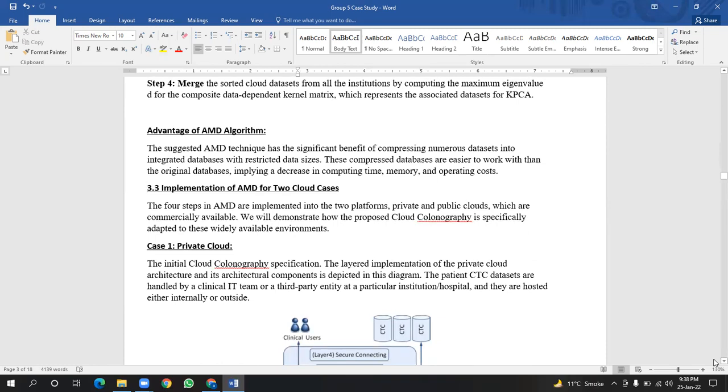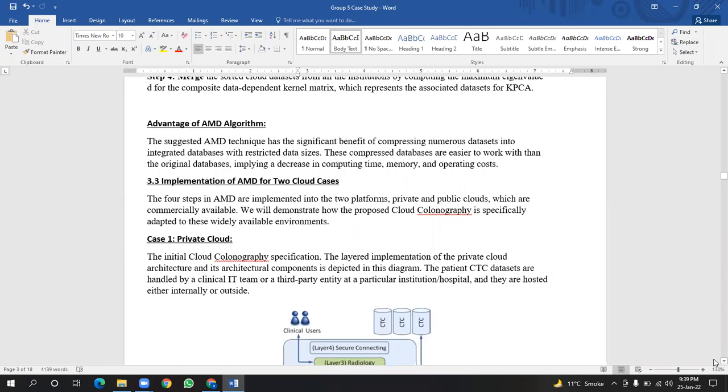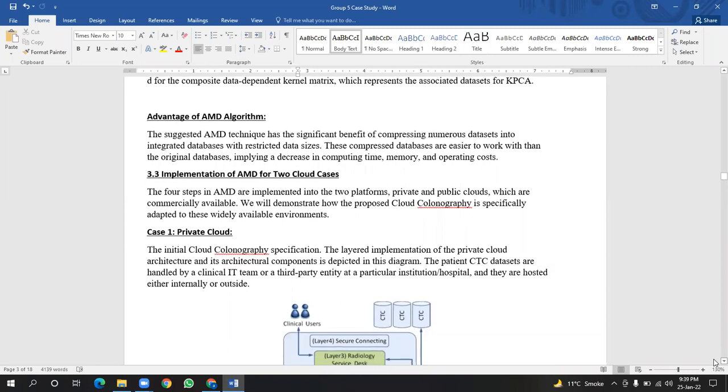The suggested AMD technique has the significant benefit of compressing numerous datasets into integrated databases with restricted data sizes. These compressed databases are easier to work with than the original databases, implying a decrease in computing time, memory, and operating cost. Now we will talk about the implementation of AMD for two cloud cases.